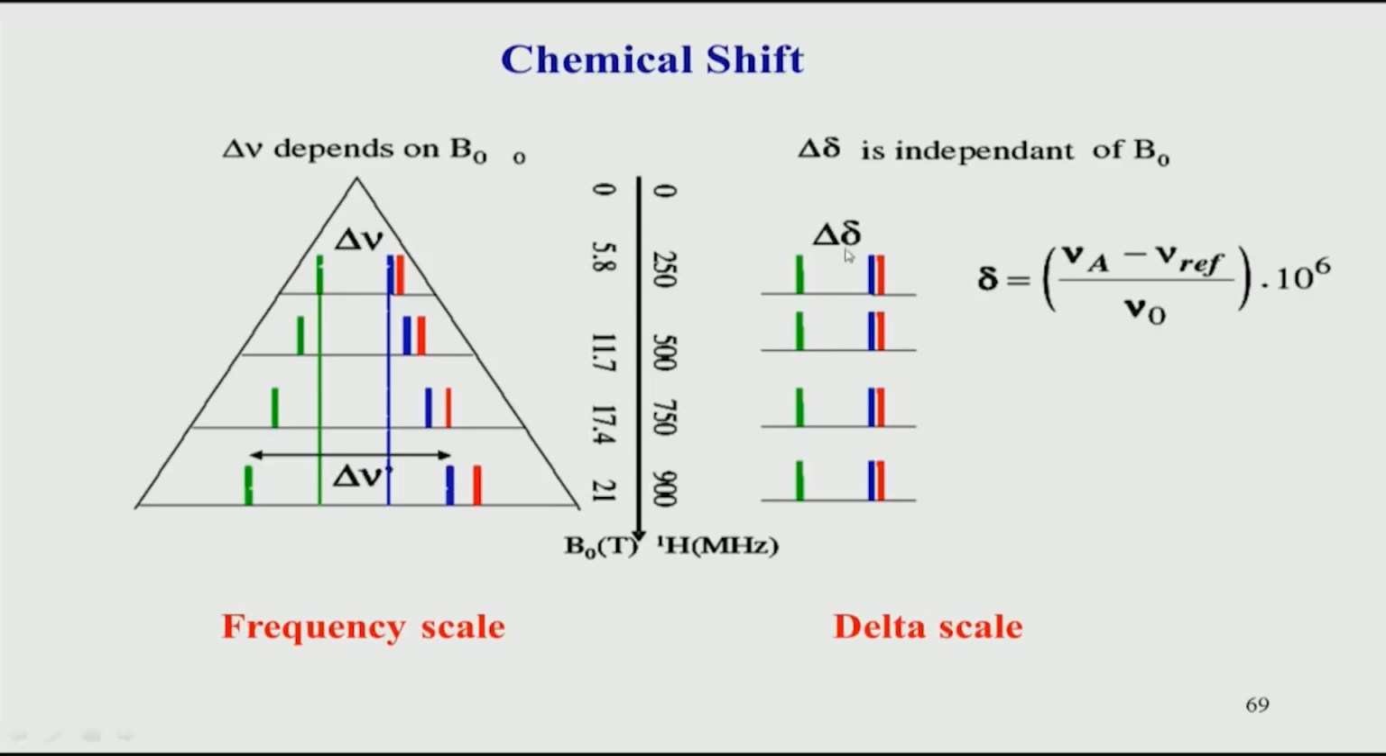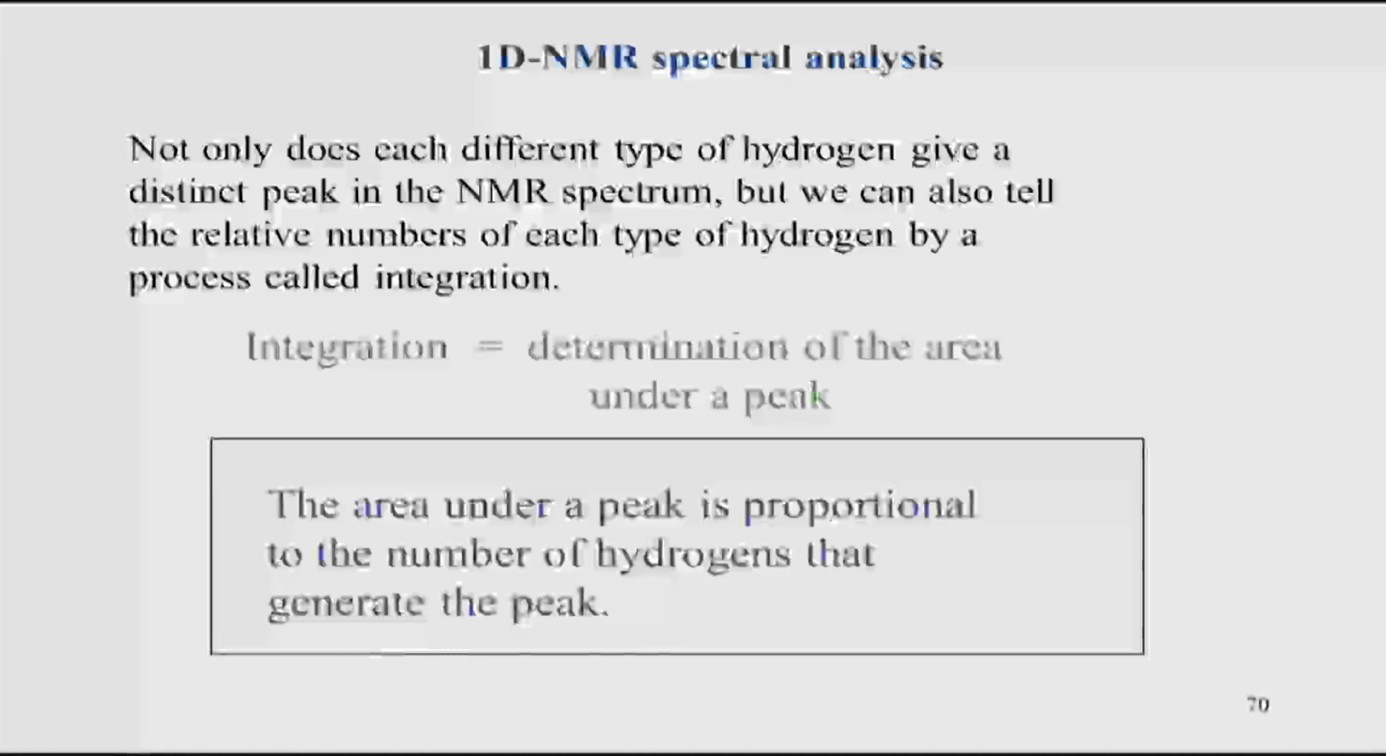In the delta scale the value remains the same, that is the ppm value remains the same whether you get the spectrum at 250 megahertz or you look at 900 megahertz, you get the same ppm value, but if you look at the hertz scale, the frequency is changing more and more as we go to higher magnetic field. So, this is the important concept which has to be kept in mind.